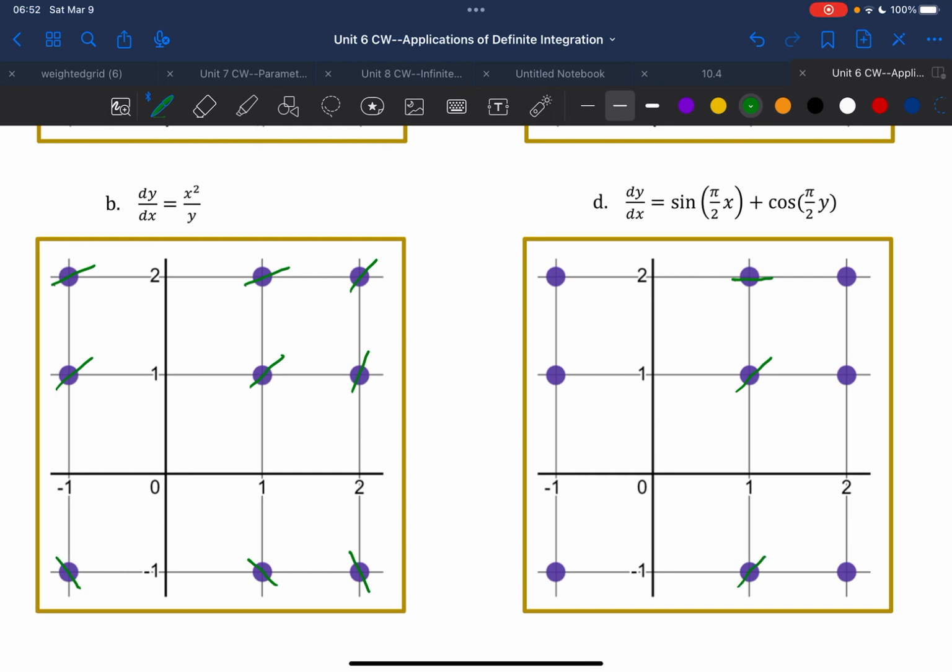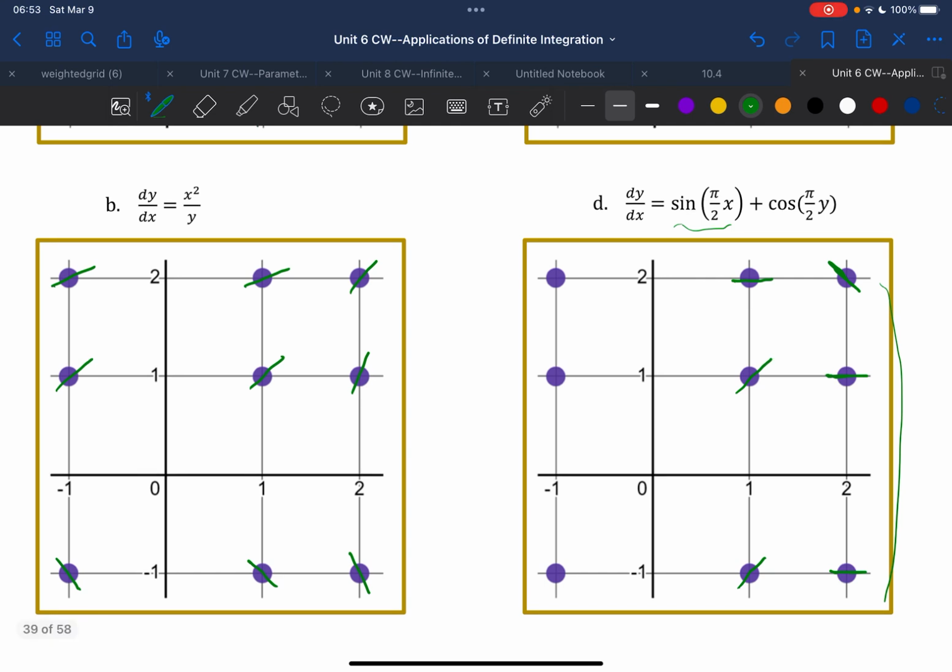Now we're going to go to x equals 2. And I'm going to plug in a bit more efficiently here. All of these are x equals 2. If you plug in sine of pi over 2 times 2, you get sine of pi, which is 0. So I know the sine term is going to give me 0. I'm just going to plug in the cosine terms. So when y is 1, cosine of pi over 2 is 0. So 0 plus 0 is 0. When y is 2, cosine of pi is negative 1. So negative 1 plus 0 is negative 1. And when y is negative 1, I get cosine of negative pi over 2, which is also 0.